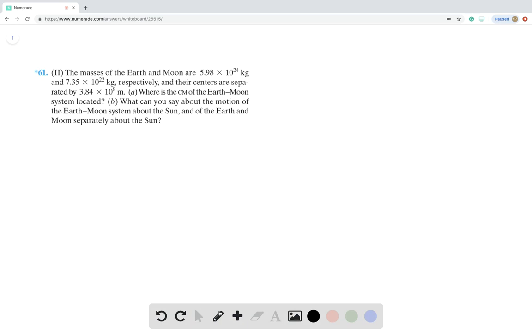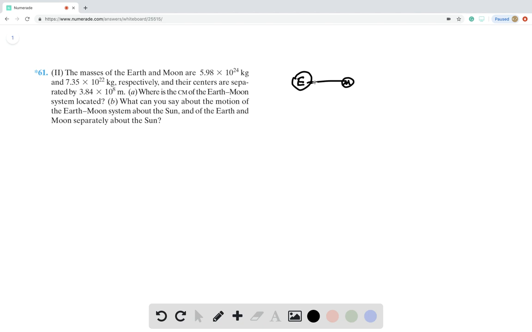So in this question, we have to consider the Earth and Moon system. We need to first find the center of mass of this system. So we have the Earth, and we have a much smaller moon. Graph not shown to scale. So where is the center of mass of the Earth-Moon system located?